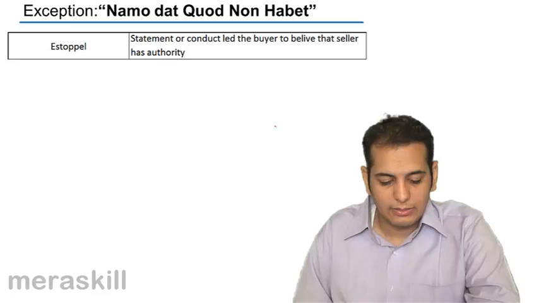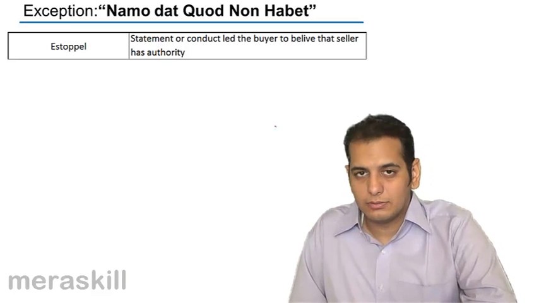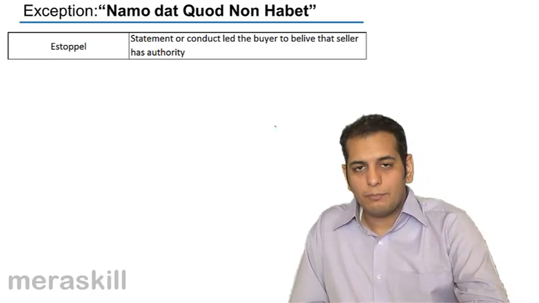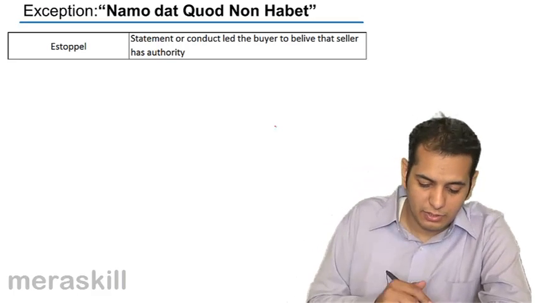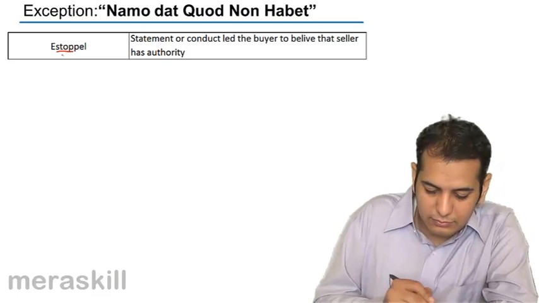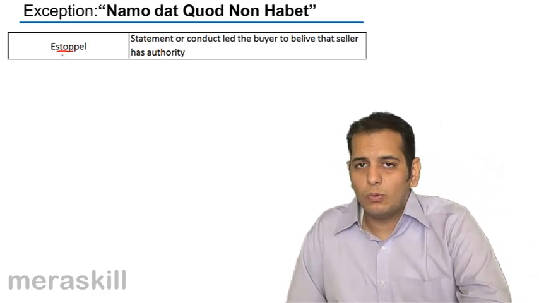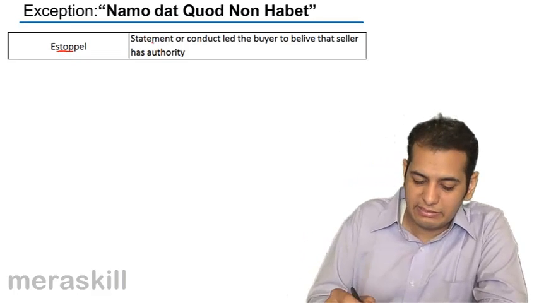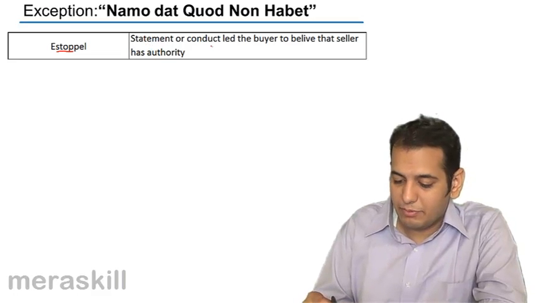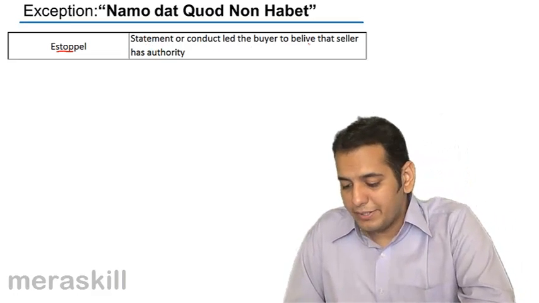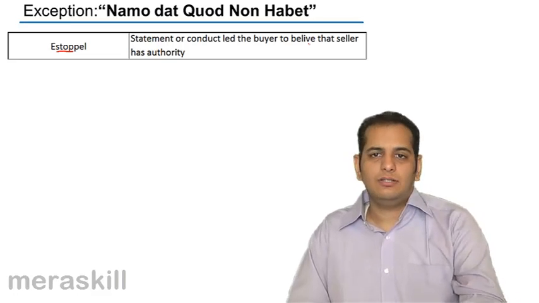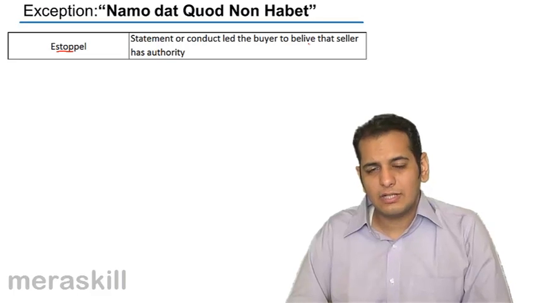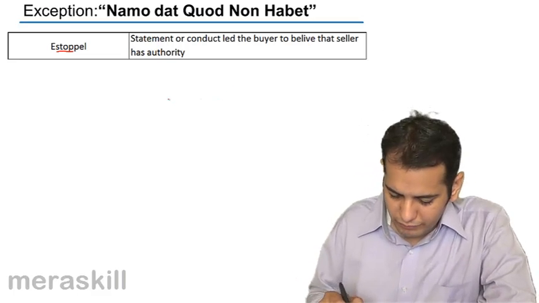The next exception is estoppel. Now, what do you mean by estoppel? Estoppel means a person would be stopped. It comes from the word stop. But how is it relevant here? It is relevant in the sense that a statement or conduct led the buyer to believe that the seller had the authority to sell.